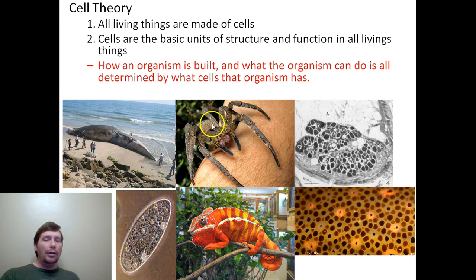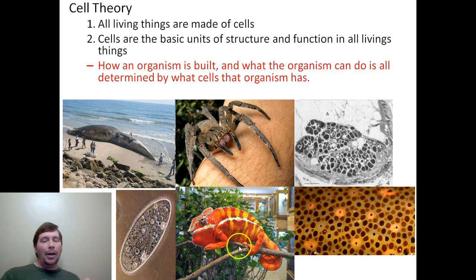But one thing that this spider doesn't have is bones. Spiders don't have bones because he does not have the cells that make it. And so what this spider can do, make venom and make silk, he can do that because of the cells he has, and then the way he's built is based on the cells that he has.